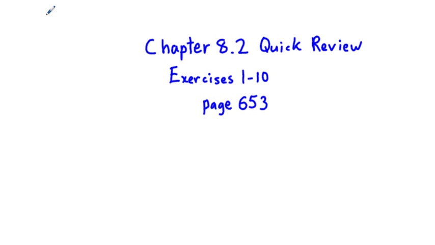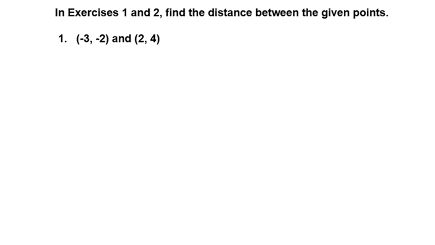This is Chapter 8.2, Quick Review, Exercise 1 through 10. This section has to do with ellipses, and this is the preliminary to working with ellipses. We're going to go over the odd number problems in this set, and this set has to do with multiple skills from earlier in Algebra 2 and Precalculus, even Algebra 1.